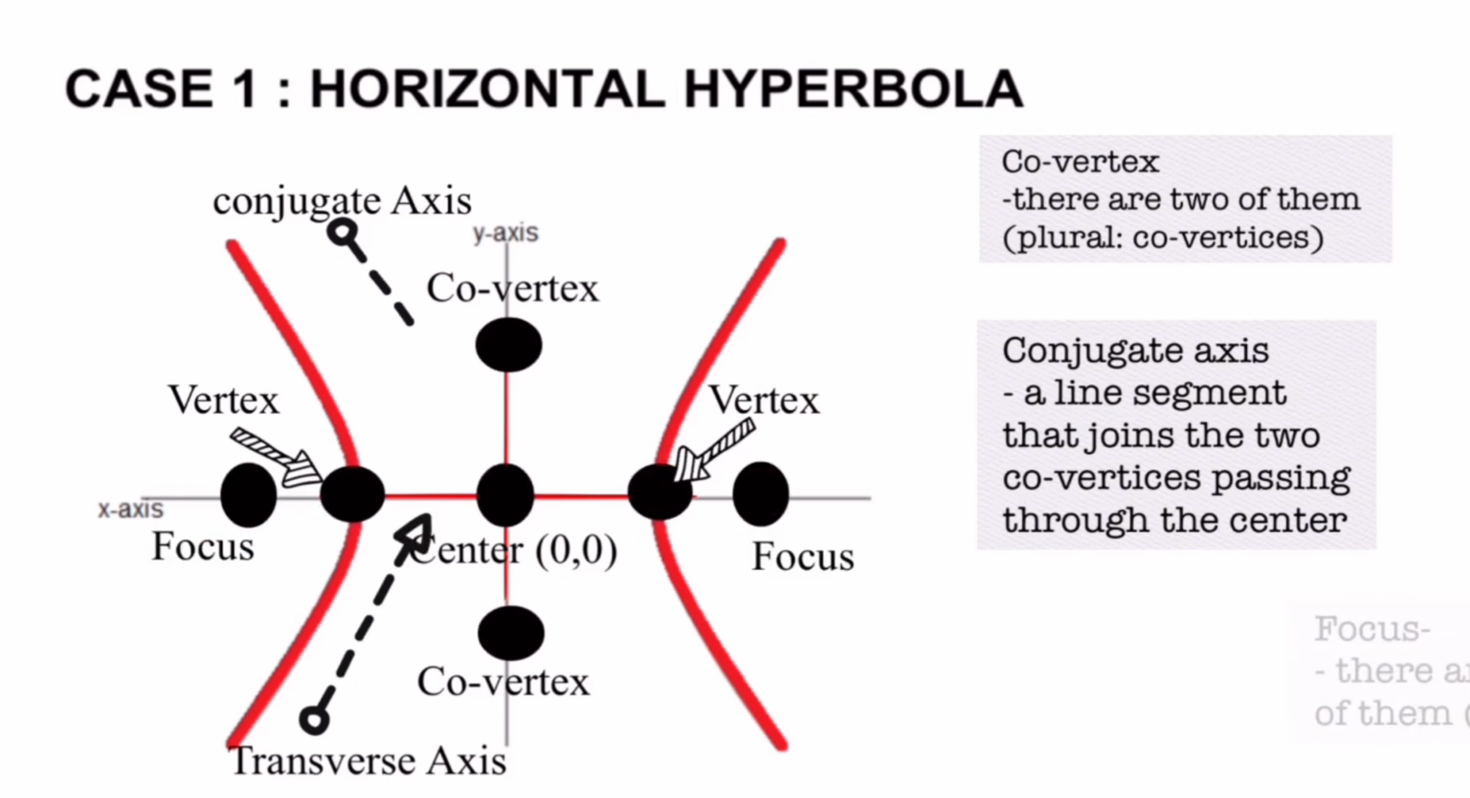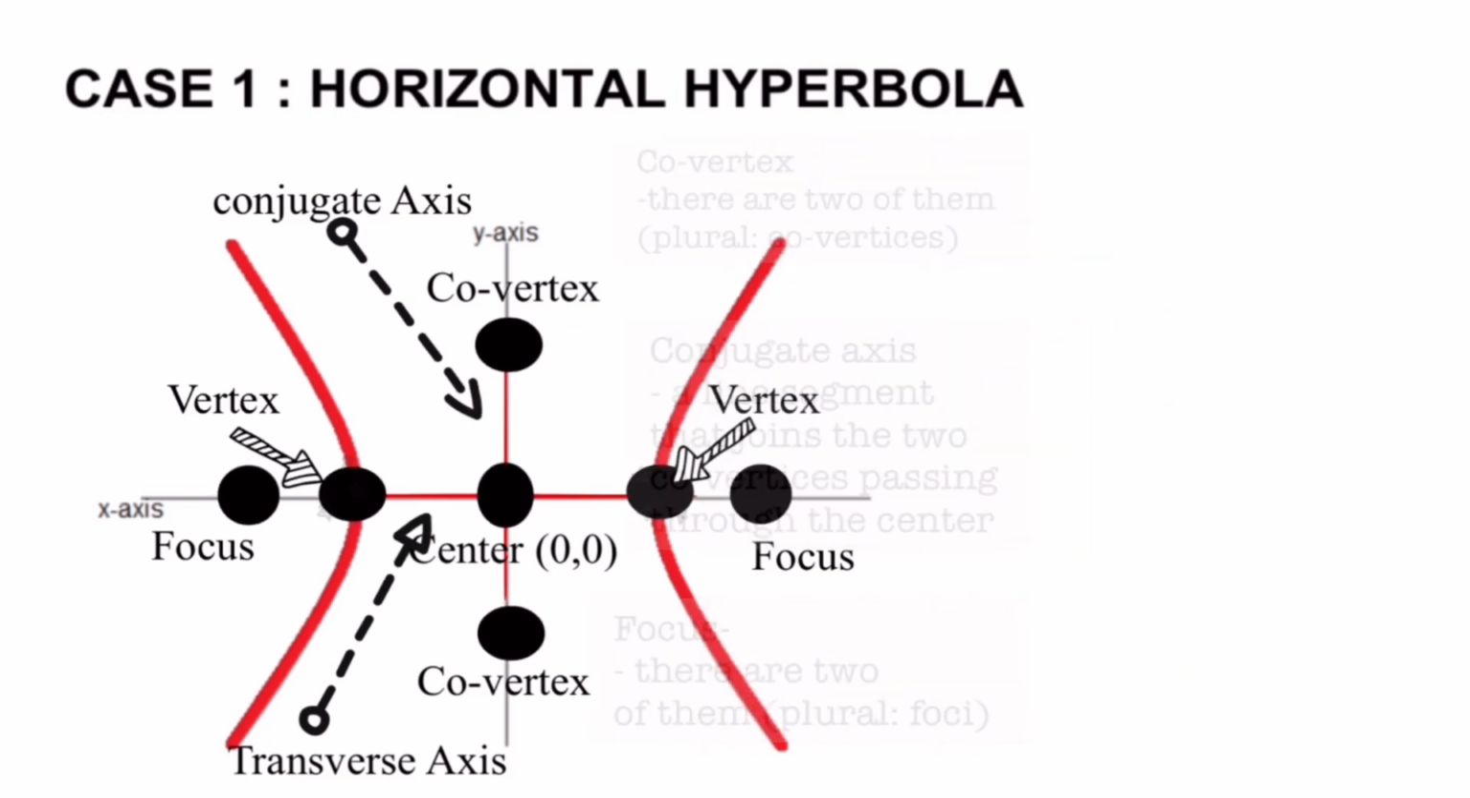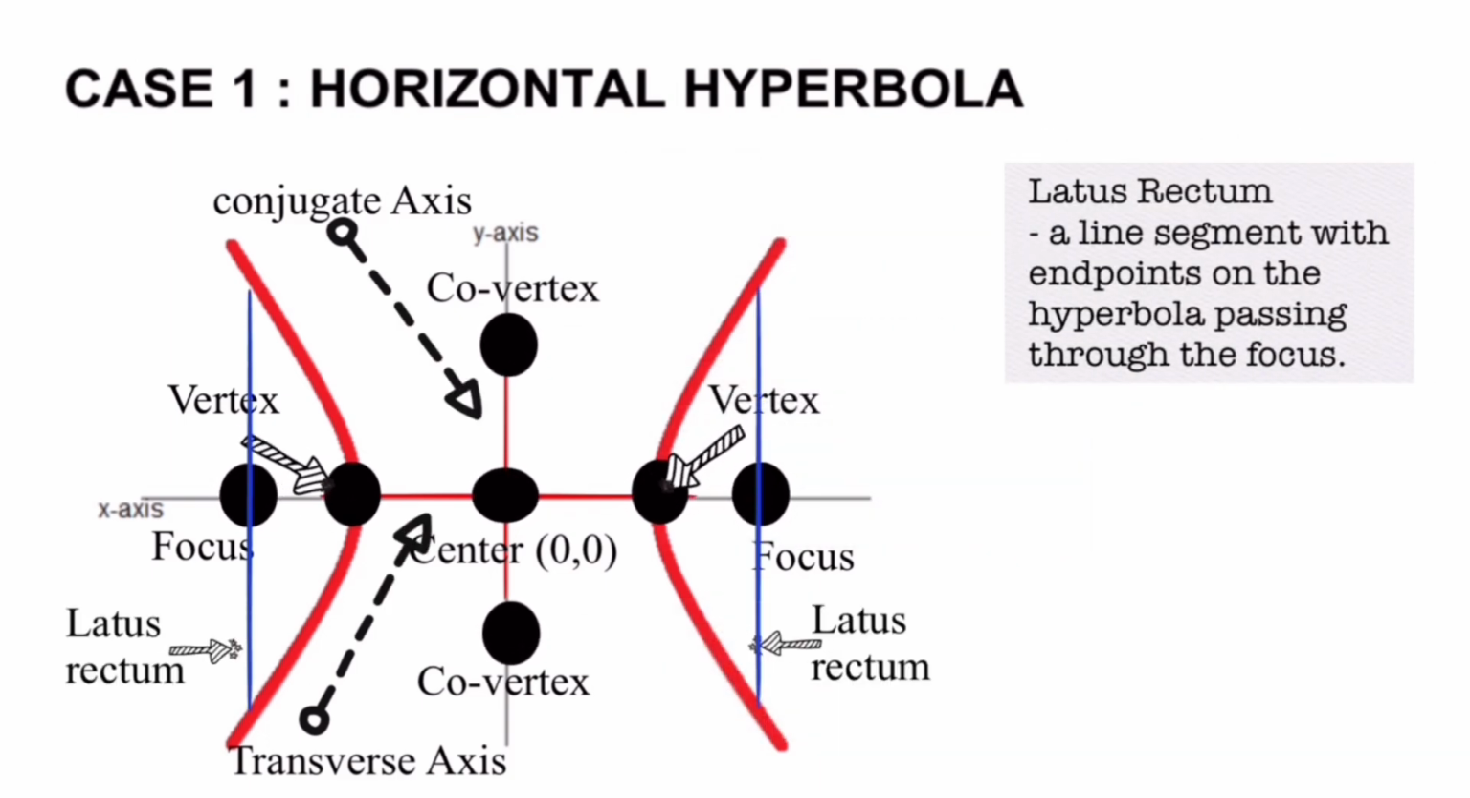The next part is the focus. There are two of them. We call them foci. Please remember that the focus is located to the side where the branch of the hyperbola opens. Another part is the latus rectum. This is the line segment with endpoints on the hyperbola, and it passes through the focus, and there are two of them for each side.